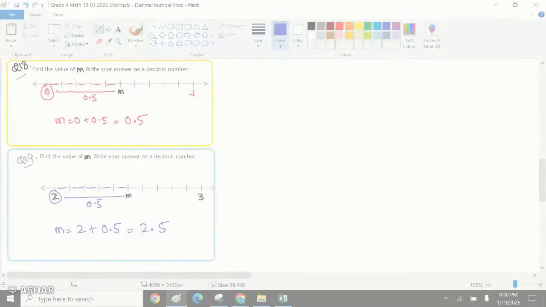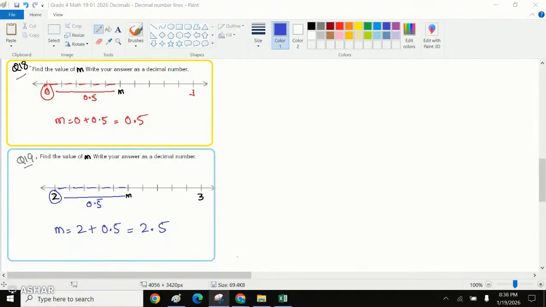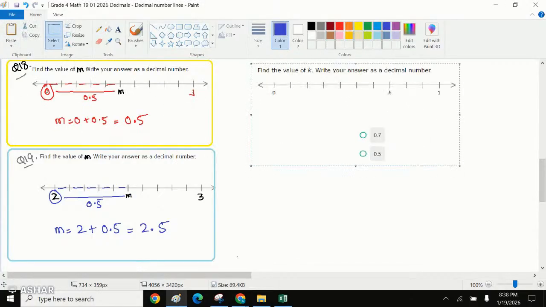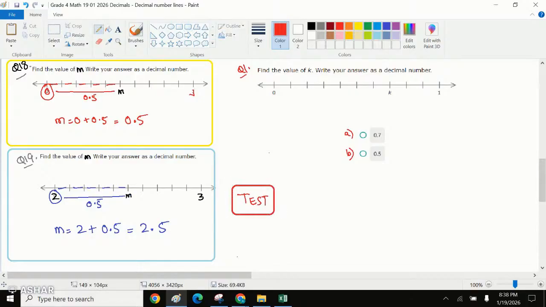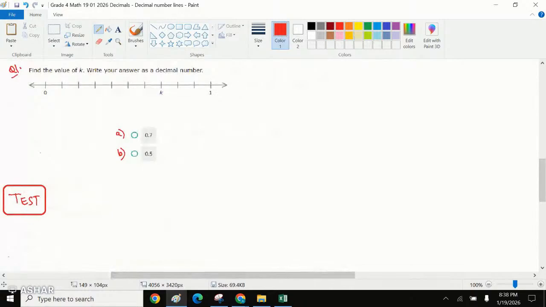It says find the value of k as a decimal number. Just a minute. This is question number 1 from the test. Can I have the answer? Is it option A or option B? We started off with the test over here. Can I have the answer? Just a few more minutes. We are doing questions from the test, right? I will explain these two. If you joined late, don't worry. I'll explain the questions also.